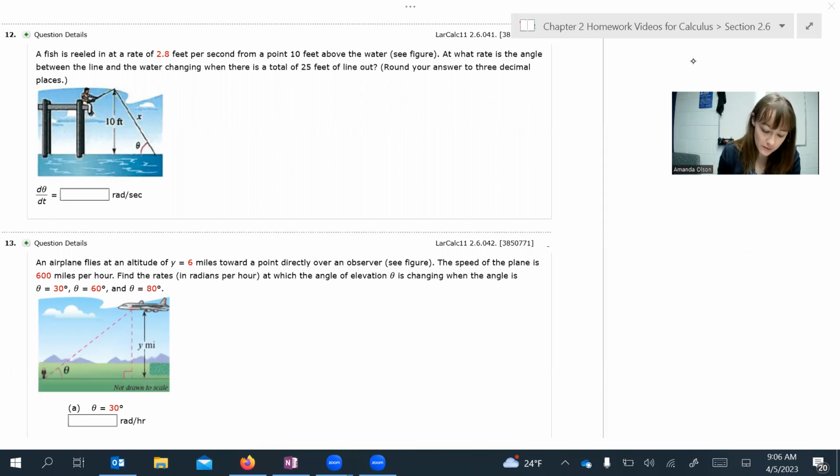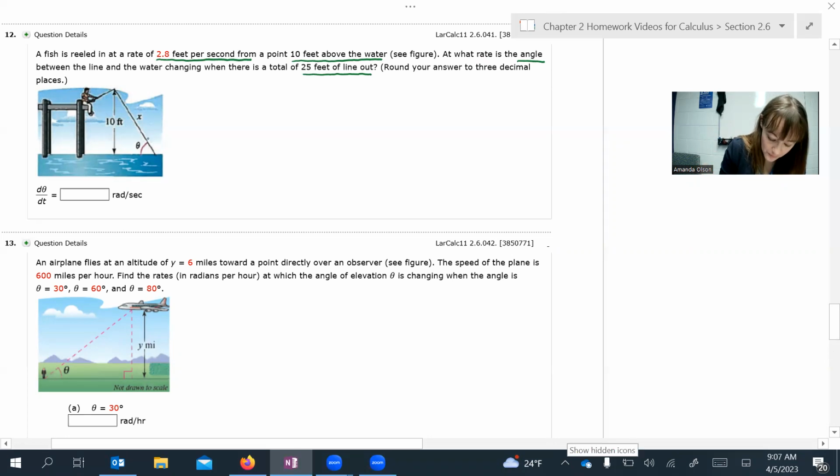Problem 2.6, number 12. This problem says a fish is reeled in at a rate of 2.8 feet per second from a point 10 feet above the water. At what rate is the angle between the line and the water changing when there is a total of 25 feet of line out?